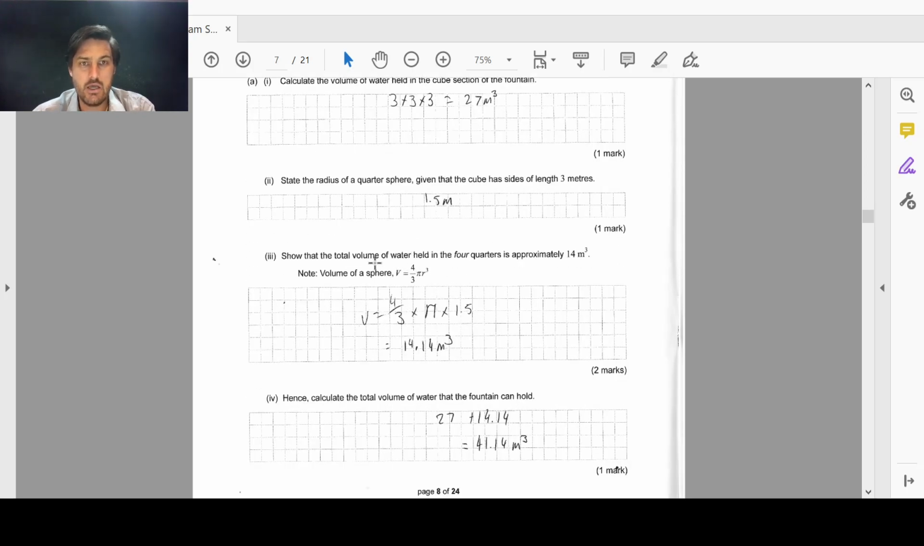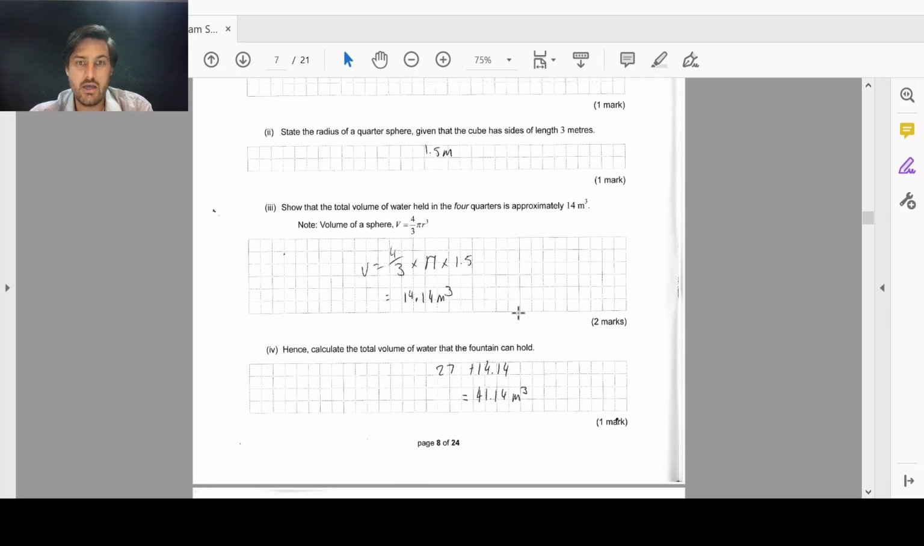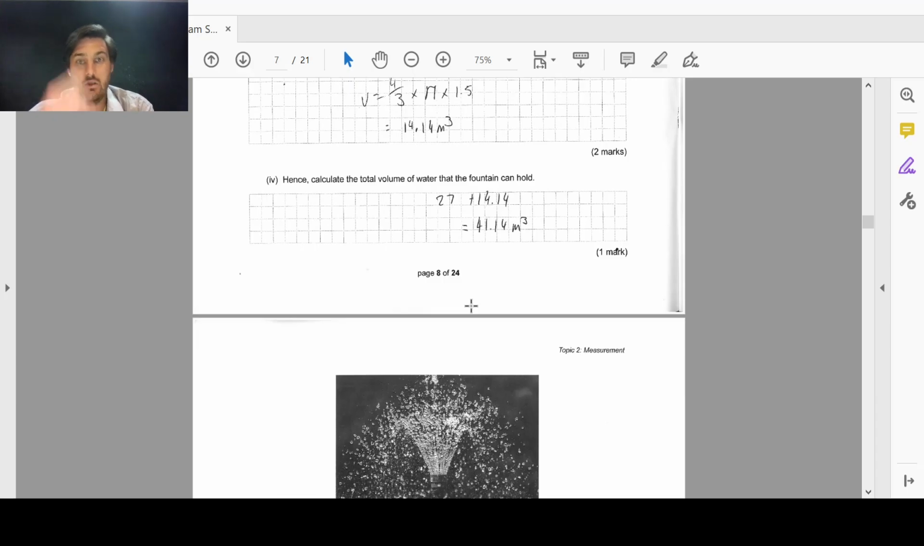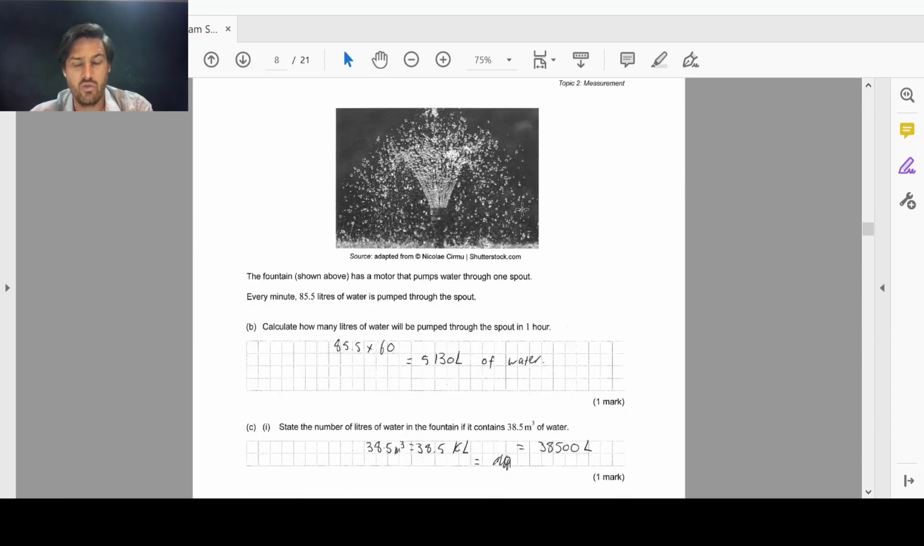All right. Another one where they've given you the formula: show that the total volume of water held in the 4 quarters is approximately 14. We would just use that volume formula plus what we got here for this question to find 14.14 meters cubed. And then we're just adding on the 3 times 3 times 3 that we did in that first question, plus the amount that can be held in that sphere, or the 4 quarters of the sphere.